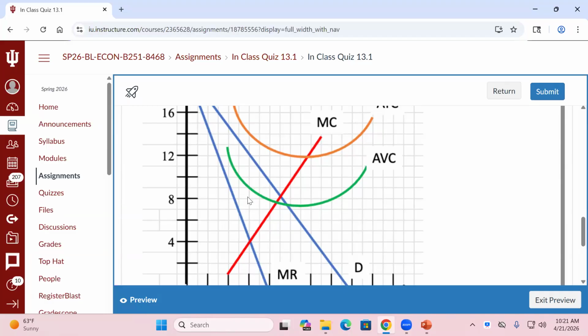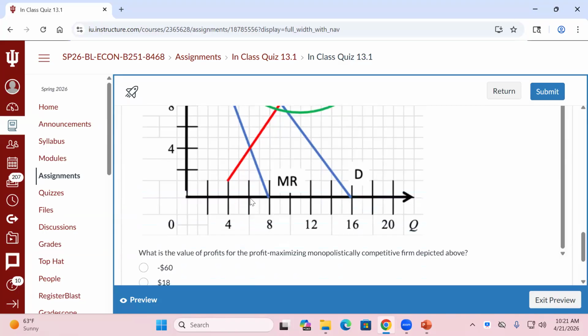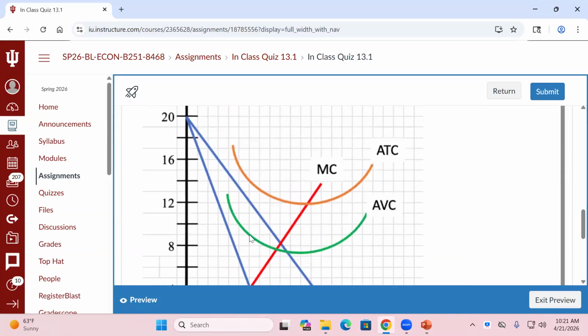So at that quantity of 6, if I did shut down, what would my profits be? That difference between average variable and average total. So what? 14 minus 9. So 5 times 6 would be -30. Right? That would be my profits if I shut down here. Those would be my fixed costs.